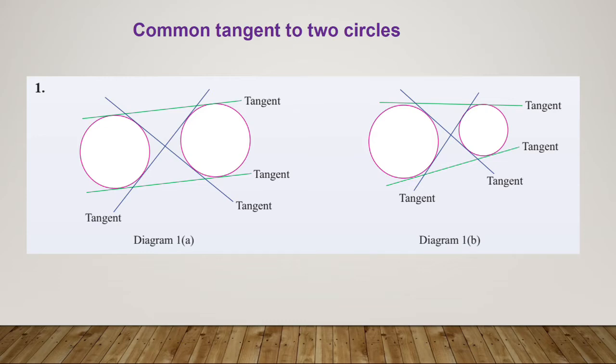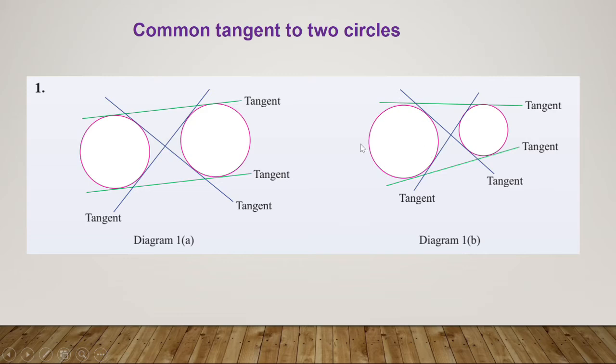So the first type that we are going to see is circles which are separated, like these two diagrams here, diagram A and diagram B. Later on, we are going to look at another three types, which are circles that are attached together, intersect together, or overlapped. So here, if the circles are separated like this, then we will have four tangents. So this is 1, 2, 3, 4.